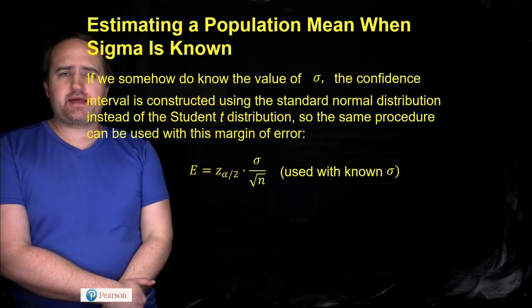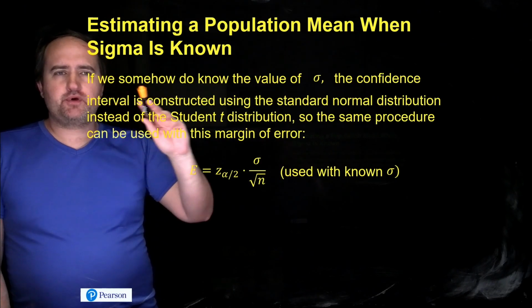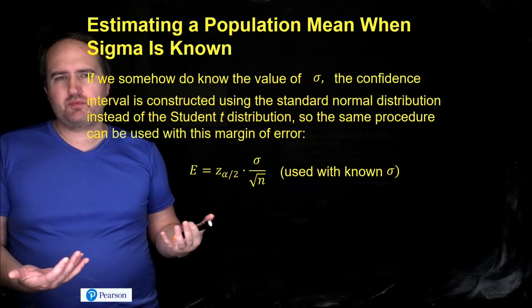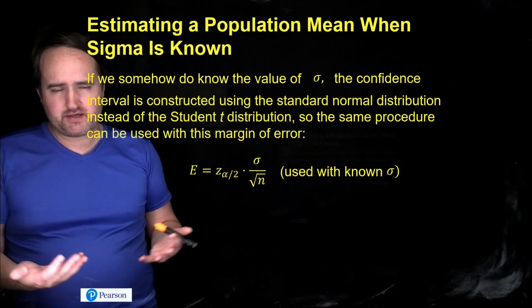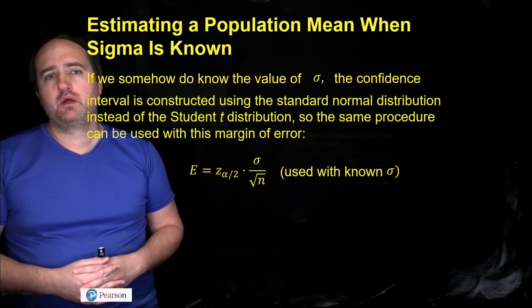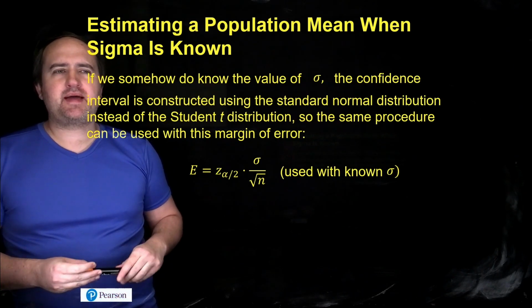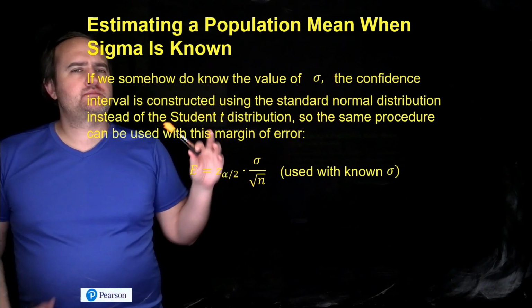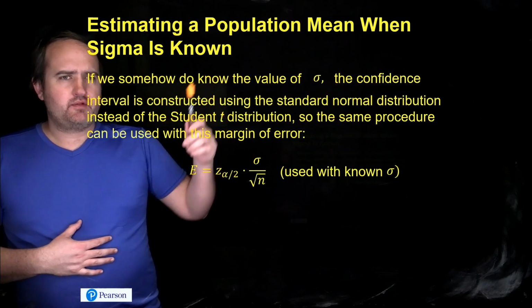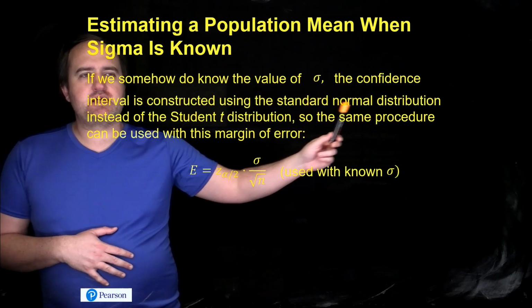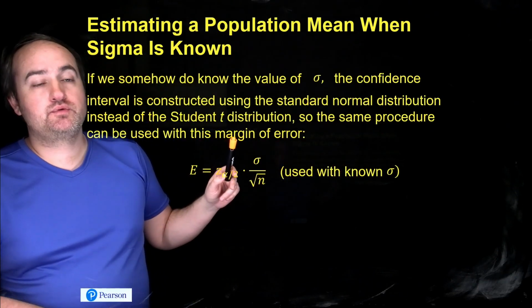The problem with that is, if we do somehow know the value of sigma, in most cases that would mean we also would know the value of mu, because we would probably have to do a census of the entire population. But if we somehow knew sigma for the whole population, but we didn't know mu, then we could estimate the population mean using the standard normal distribution instead of the student t distribution.